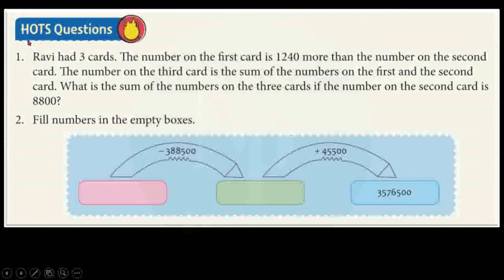Next we have HOTS questions, higher order thinking type questions. I have 2 questions here. Let us answer these one by one.